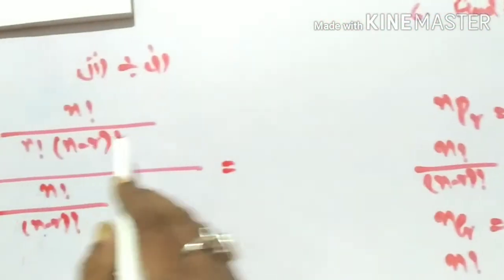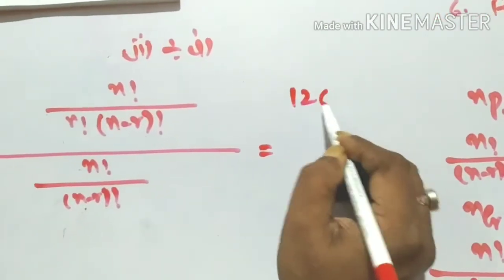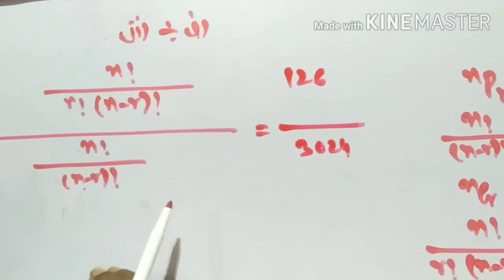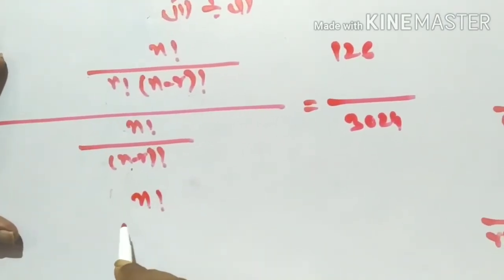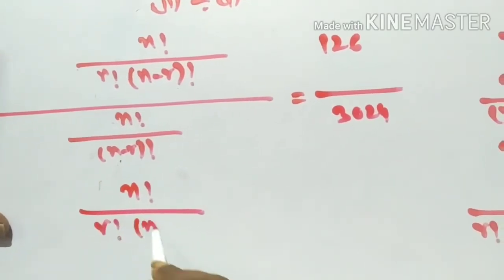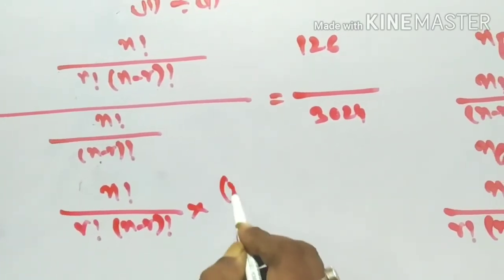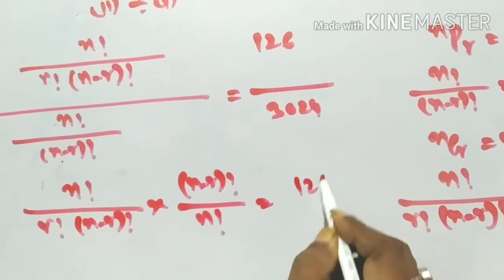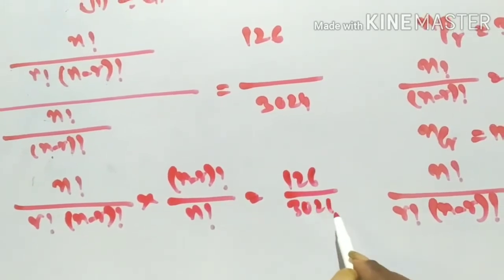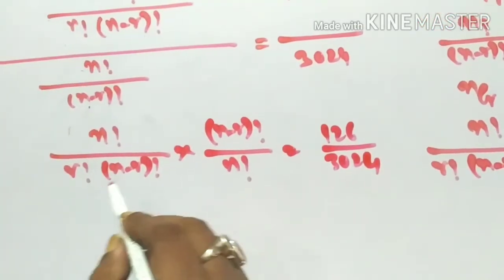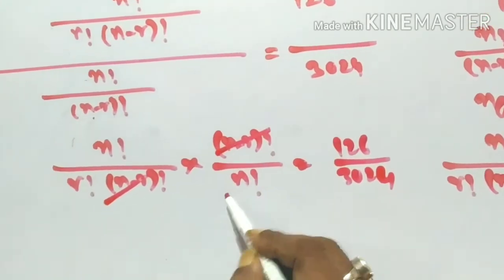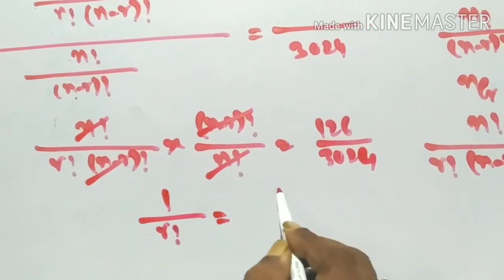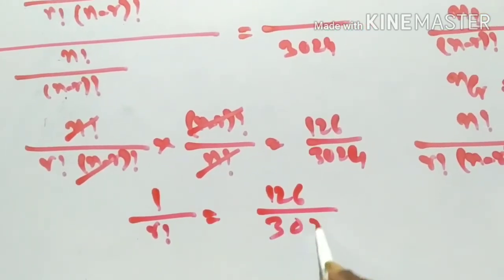Now here this value is 126 and this value is 3024. Now what will happen here? n factorial divided by r factorial n minus r factorial into n minus r factorial divided by n factorial will be equal to 126 divided by 3024. Here n minus r factorial cancels out, n factorial cancels out. Now 1 by r factorial is equal to 126 by 3024.